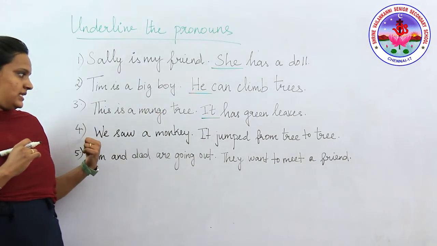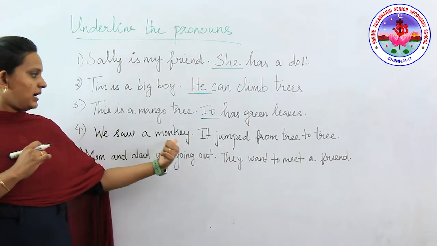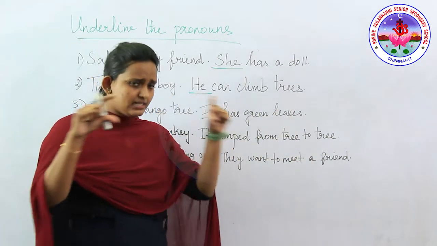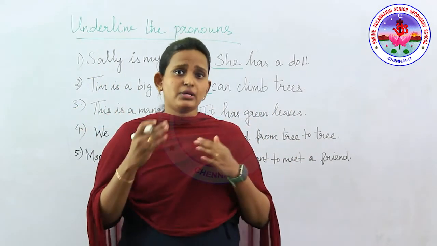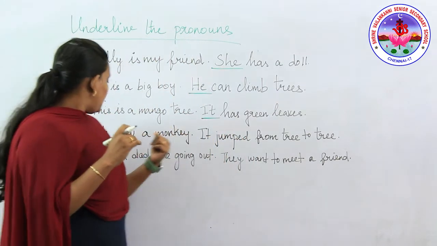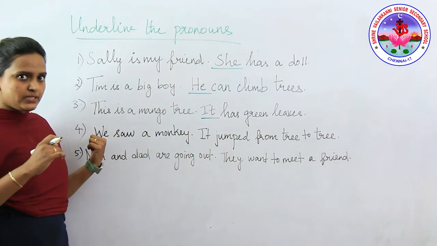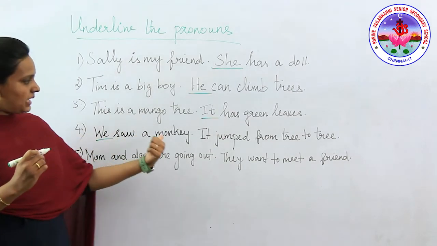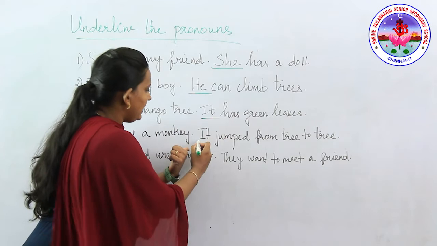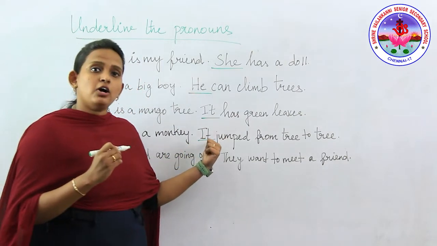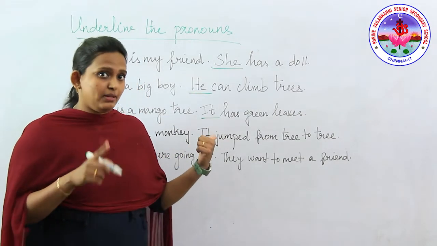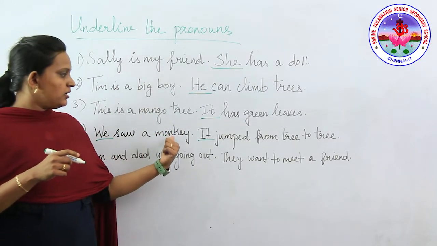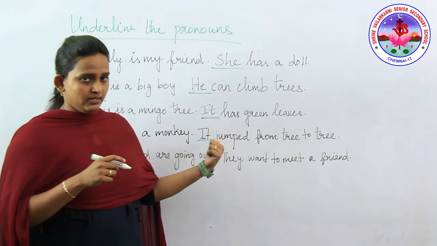Now, the fourth sentence. We saw a monkey. It jumped from tree to tree. So in a single sentence itself, we can have 2 to 3 pronouns also. Here, the word we. You all know that we is a pronoun, isn't it? So I'm going to underline the word we here. Saw a monkey, and we already knew that it is also a pronoun because it comes under the animal category. Here in this sentence, we are talking about a monkey, isn't it? So it comes under the animal category.